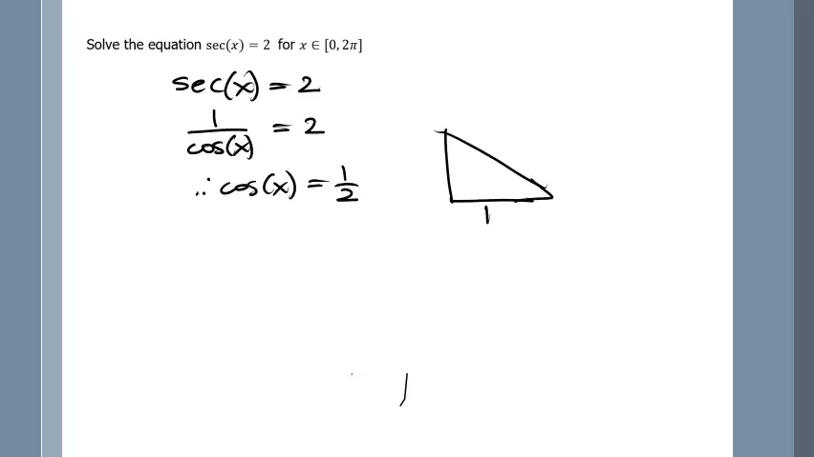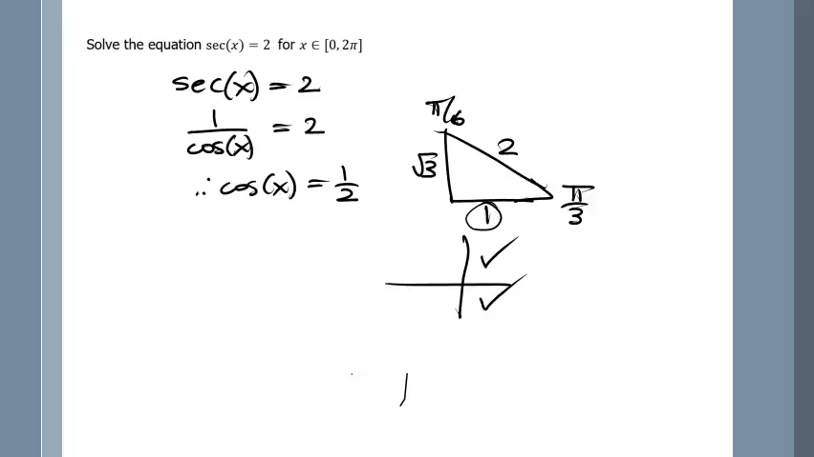That wasn't a very good triangle. 1, 2, root 3, pi on 3, and pi on 6. So in this case, we're looking for when cos is positive. So which quadrants is cos positive? The first quadrant and the fourth quadrant.